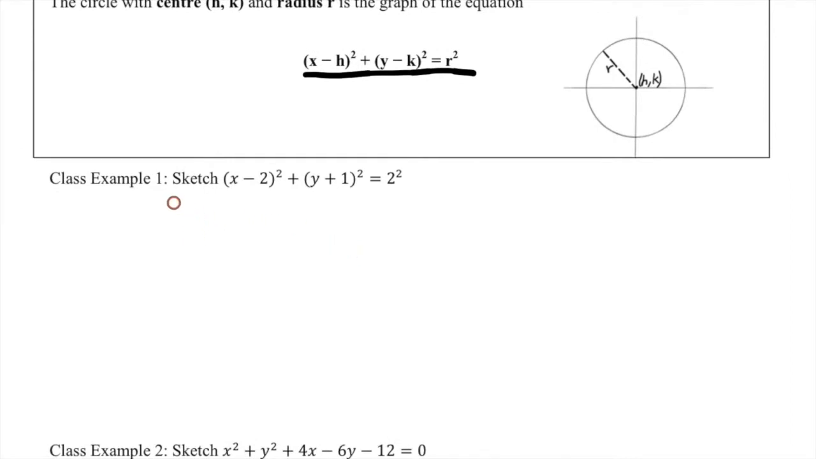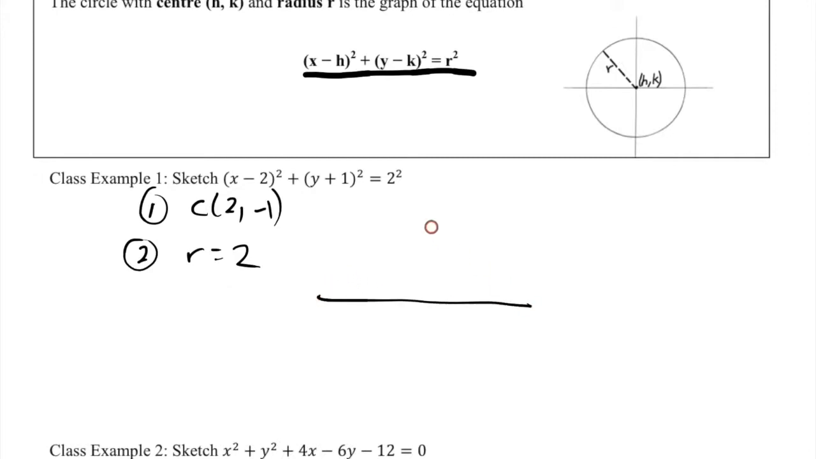Circle isn't that hard. Step number 1 when you're asked to sketch a circle is always find the center. In this case, the center is (2, -1). Just follow the equation: 2 is h, so the center is (h, k), and -1, because this is +1, that's negative. The second step is find your radius. In this case, it's 2. And afterwards, you can easily just sketch your graph.